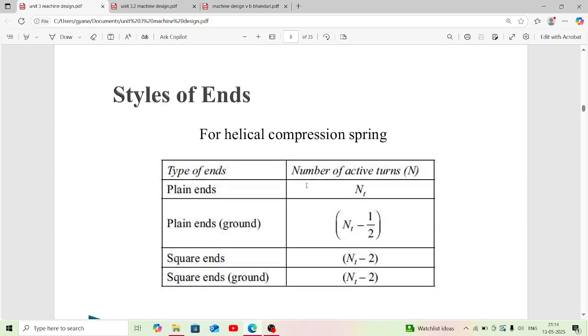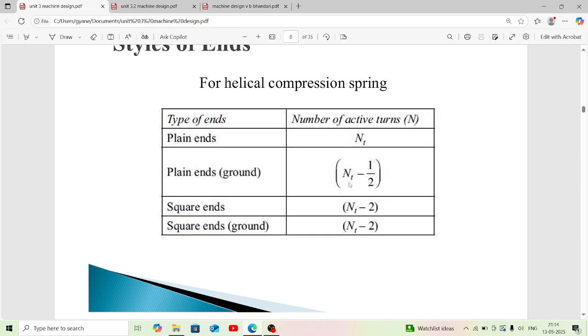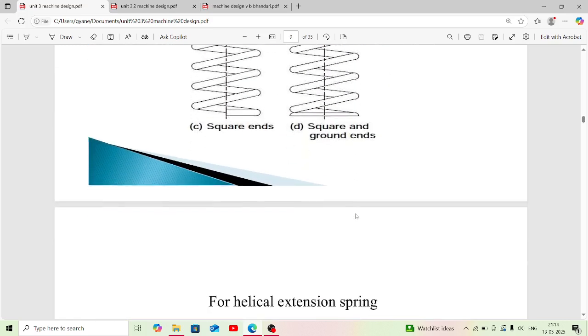See this important point: the style of ends for a helical compression spring. If it is a plain end, it means a normal spring where the total number of coils is active. But in case of a plain end, there are active coils, total number of coils minus 1. In square end and square ground end, it is the same, total number of coils minus n. This is the number of active coils.